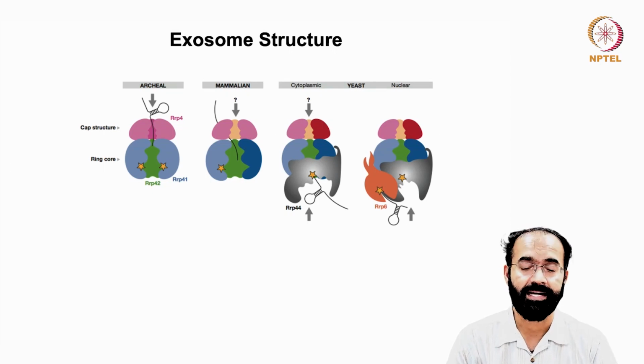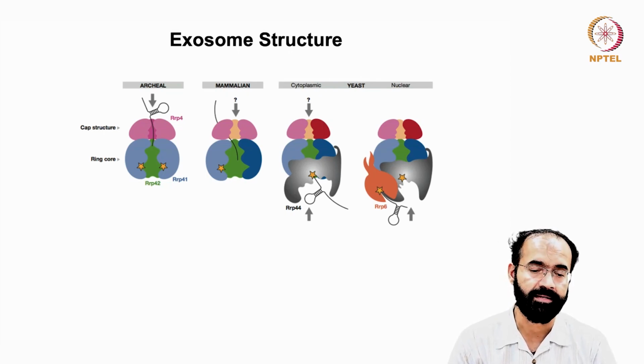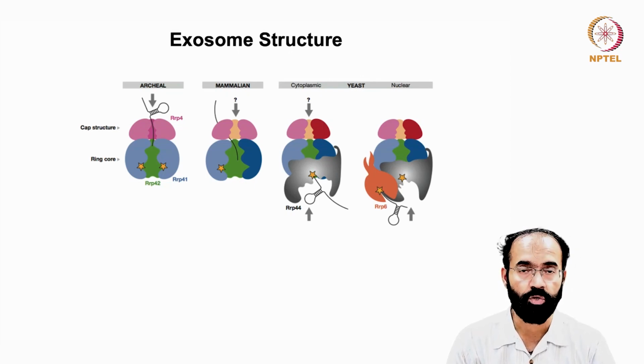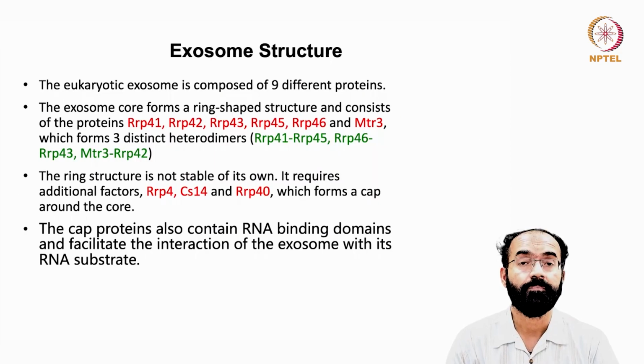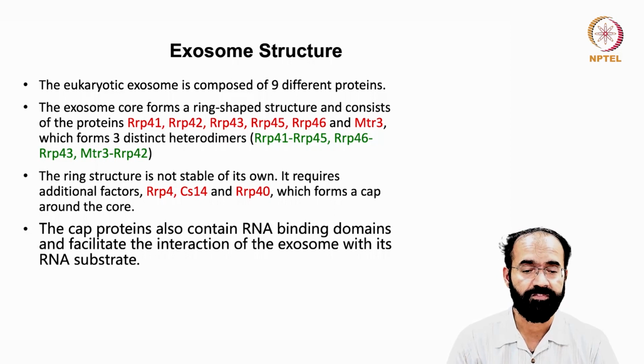It has got an RNA interaction domain. The names of these proteins are not that important. We should understand it resembles a ribosome structure, but it starts its attack from one end. So from one end of the RNA, the exosome will start its nucleolytic mechanism, the cleavage of nucleotides one by one, and it will clear the whole structure. So coming back to exosome structure, the eukaryotic exosome is composed of 9 different proteins.